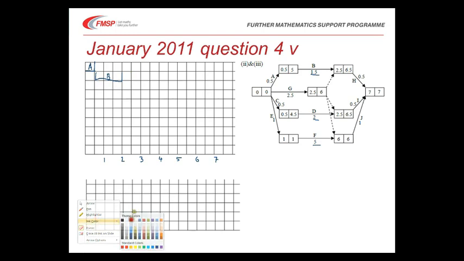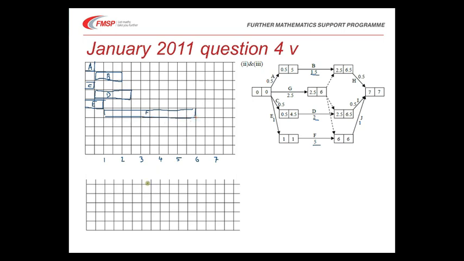Similarly, I can fill in activity C here taking half a minute, and activity D following on from that takes a full 2 minutes. There's D. E takes 1 minute, and F follows on from that and takes 5 minutes all the way up to 6 minutes. So here's F. G takes 2.5 minutes.